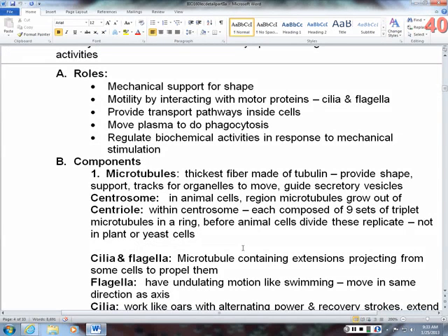You've got the centrosome in animal cells. It's a region that microtubules are going to grow out of. And within the centrosome, you have the centrioles, which are composed of 9 sets of triplet microtubules in a ring. So what you've got are these little triplets in a ring.